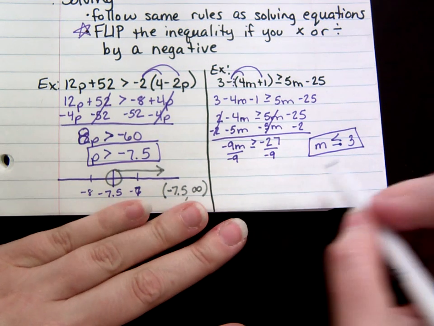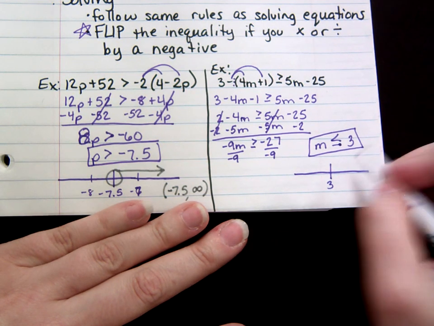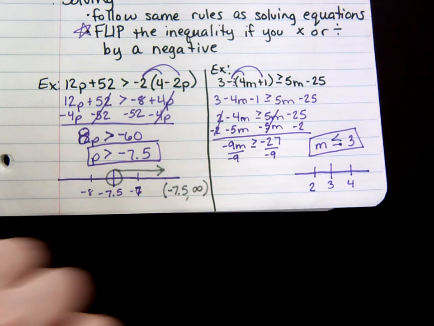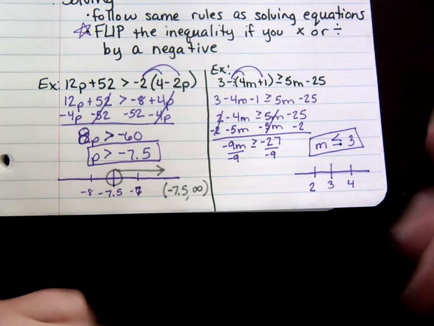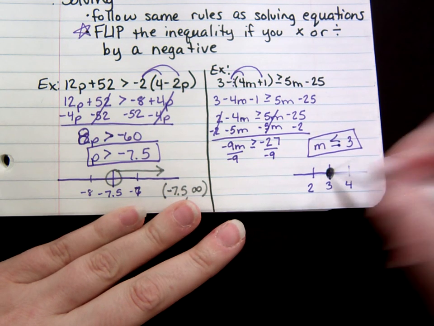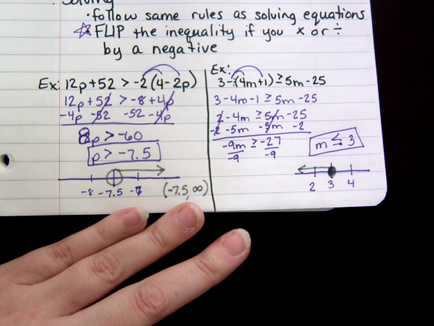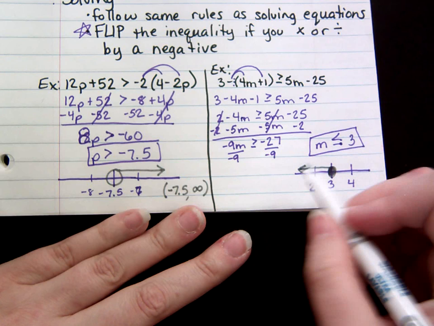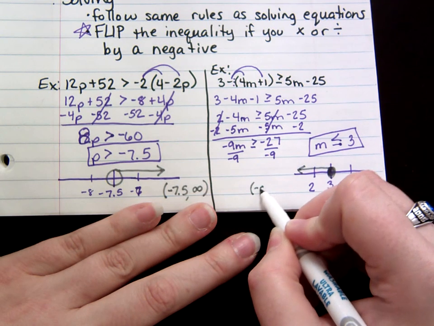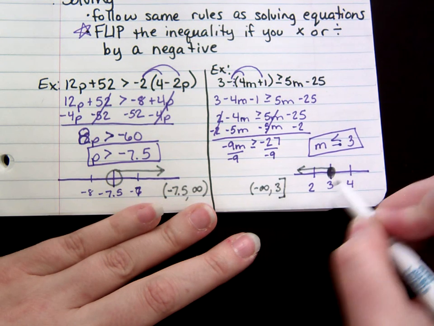Let's graph it on a number line. So there's 3, 4, and 2. It's less than or equal to 3, so I'm going to have a closed dot on 3, and it's going to the left. The interval notation for this starts at negative infinity because it doesn't really have a starting point. It ends at 3, and we use a bracket on the 3 because it was closed.